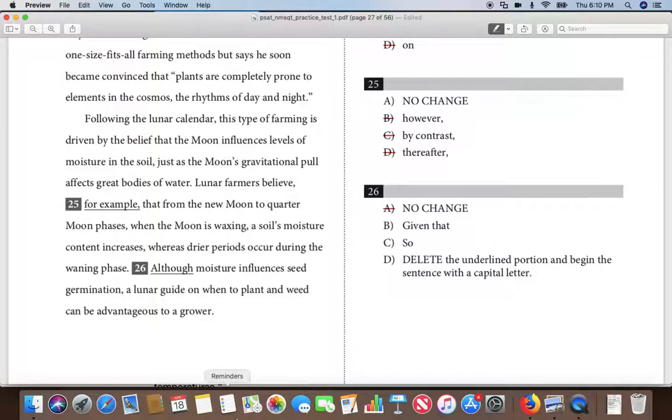Right? Do you see that, guys? If you go with D, if you delete that, moisture influences seed germination. Standalone thought. You got a subject, you got a verb, complete thought. A lunar guide on when to plant and weed can be advantageous to a grower. Another complete thought. Separated by comma. Can't be D. What's better, B or C?